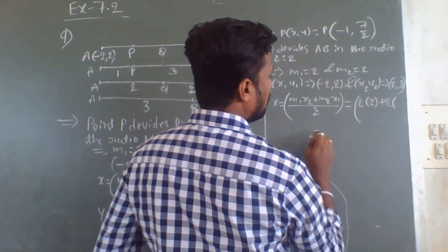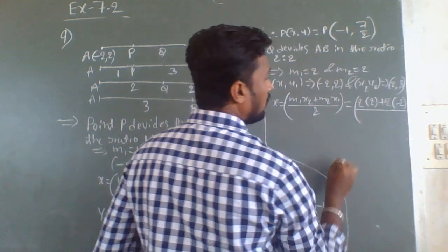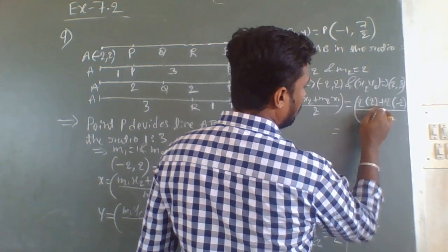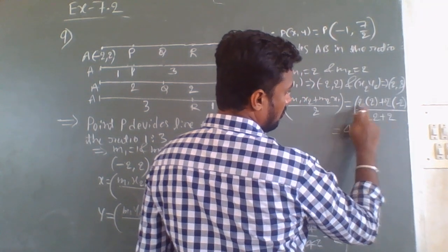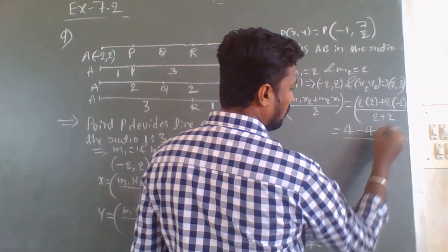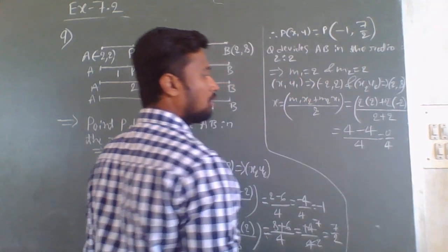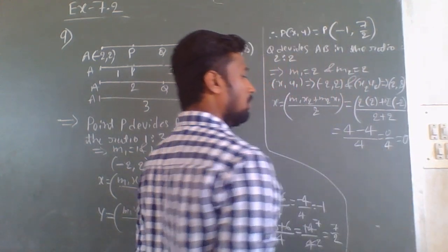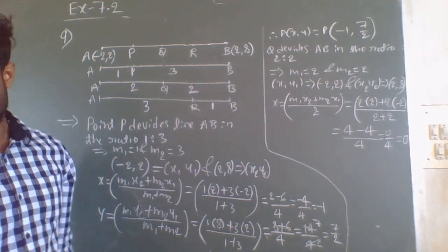Next, x1 value is minus 2 divided by m1 plus m2, which means 2 plus 2. Now 2 into 2, what will we get? 4. And here 2 into minus 2 means minus 4, divided by 2 plus 2, which is 4. So 4 minus 4 means 0 by 4. 0 by anything equals 0 only. Therefore, 0 by 4 value is 0. So the x coordinate value of point Q is 0.